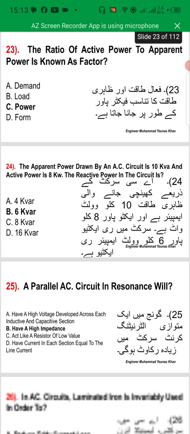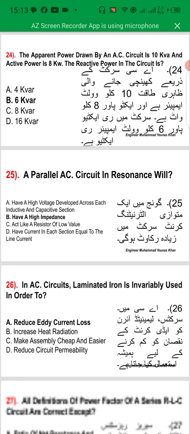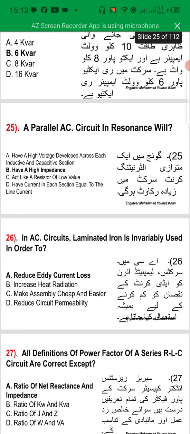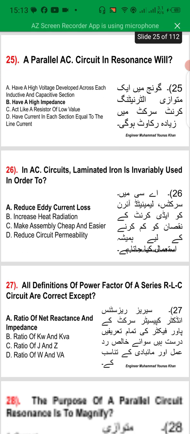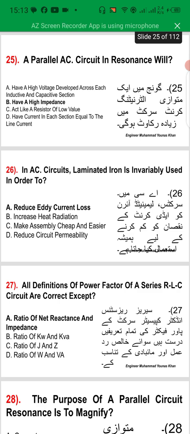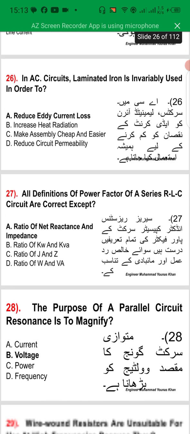The ratio of active power to apparent power is known as power factor. The apparent power drawn by an AC circuit is 10 kilovolt ampere and active power is 8 kilowatt. The reactive power in the circuit is 6 kVAR. A parallel AC circuit in resonance will have a high impedance.